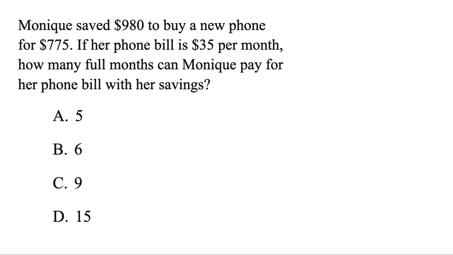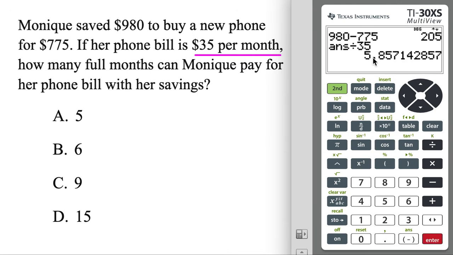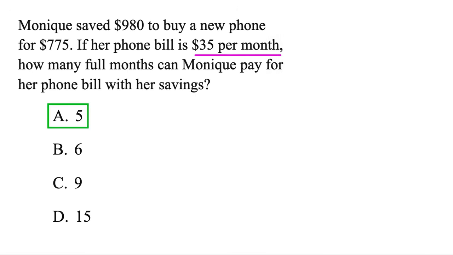Monique saved $9.80 to buy a new phone for $7.75. If her phone bill is $35 per month, how many full months can Monique pay for her bill with her savings? Now let's go ahead and start with her total and then subtract out the cost of the phone. So that leaves her with $205. Then we want to find out how many months she can pay her bill, and that's $35. Divide by that. And that'll give us this. However, we can't actually afford 6 months. We can only afford 5. So therefore, that's our final answer there.